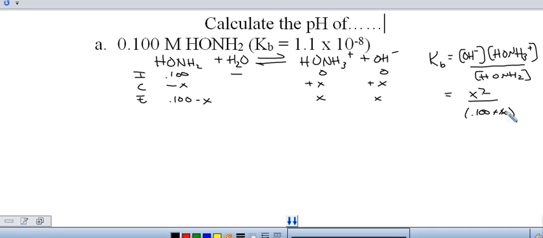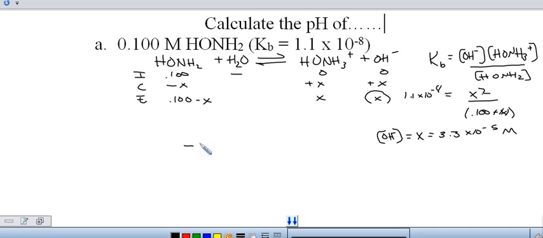Again, I can assume that x is much, much smaller. The Kb was given as 1.1 times 10 to the negative 8th. And so when I solve for x, I will get 3.3 times 10 to the negative 5th molar. Now this x is representing the hydroxide ion concentration from here.